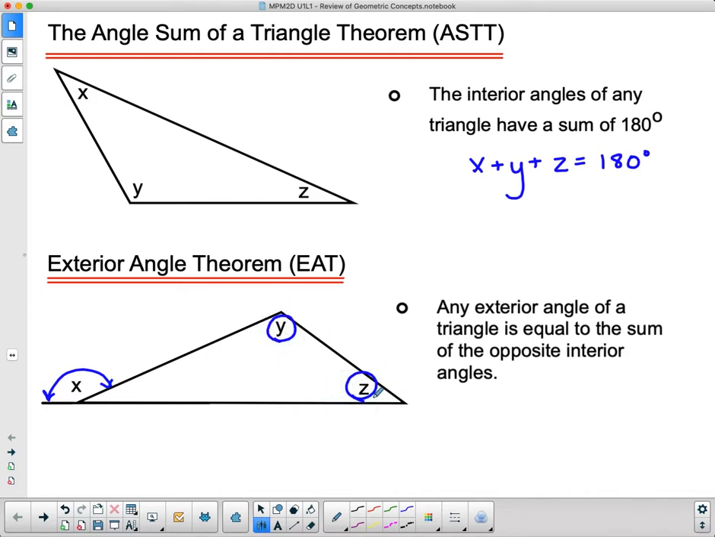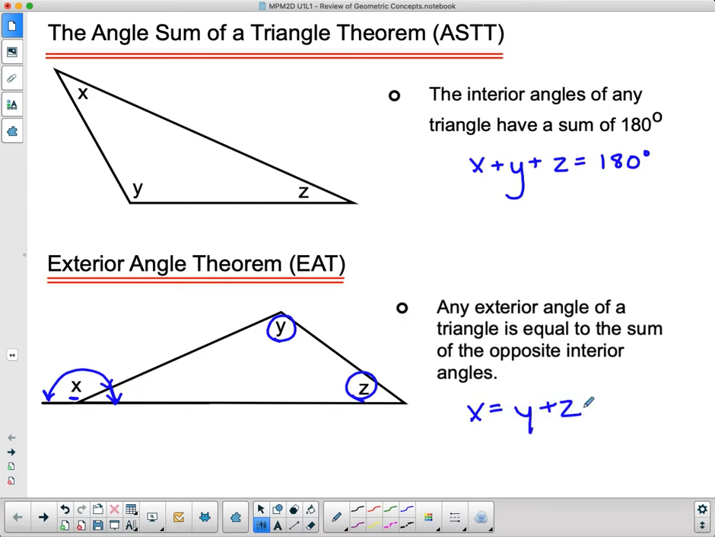The reason that happens is because both this straight line here and the three angles in the triangle have to add to 180 degrees. So if these two things add to 180 and these three things add to 180, then this piece here and these two pieces here must equal the same thing. The way we would write that down, we would say x equals y plus z.